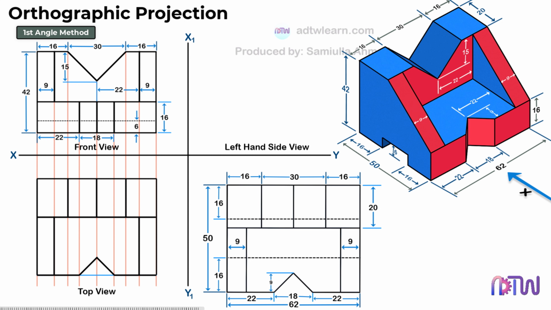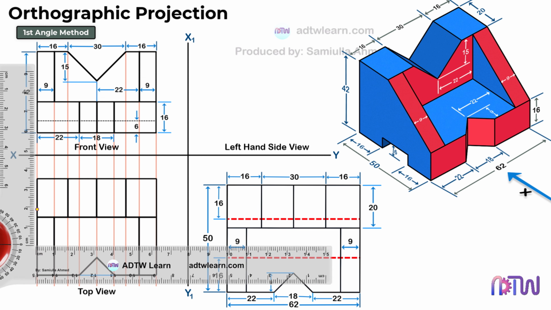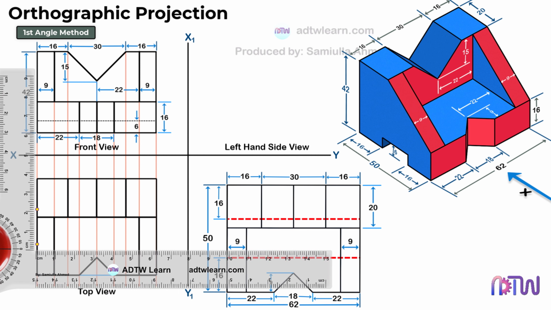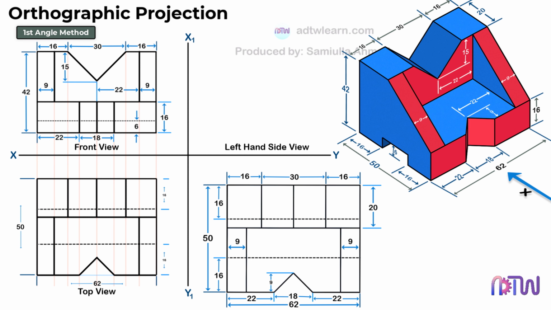At last, we need to draw these dotted lines representing the hidden slot. We can see the distance of this slot as 16 mm from both sides. Therefore, mark the points at 16 mm from top and bottom on this vertical line, and draw horizontal dotted lines from these points. This is the final required top view of the object.